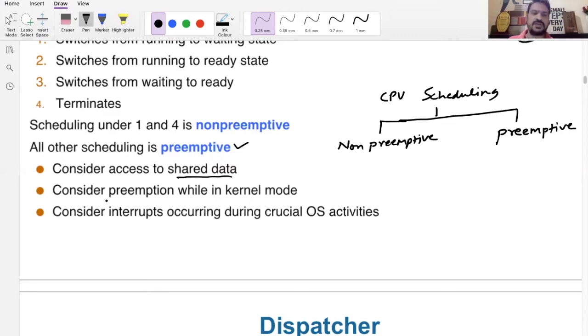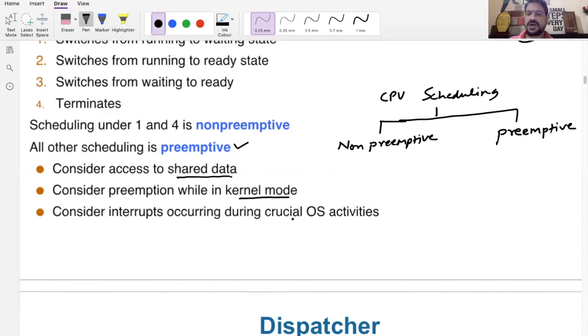The second scenario is kernel mode. When we are moving from user mode to kernel mode, we have to forcefully deallocate that particular process. Some interrupt occurs in the system, or a system call has been generated by the operating system, so the process has to be deallocated. This is also a reason why we have to do preemption.